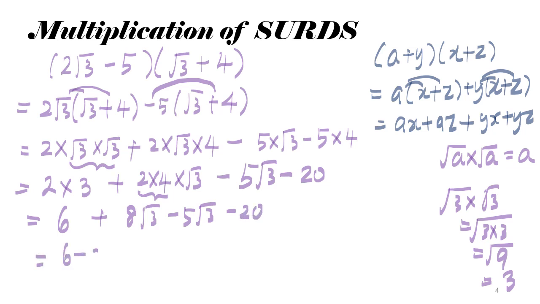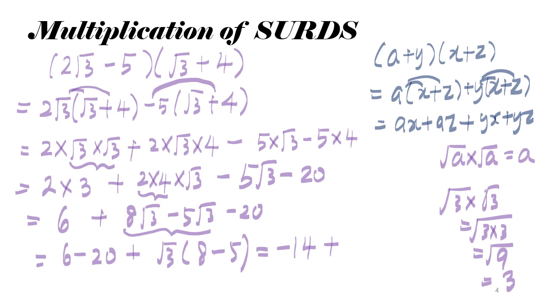So 6 minus 20. This one here, the common factor is square root 3, so you can factorize it out. Right, so you will have negative 14 plus 8 minus 5 is 3. So that gives you 3 square root 3. So that will be the answer.